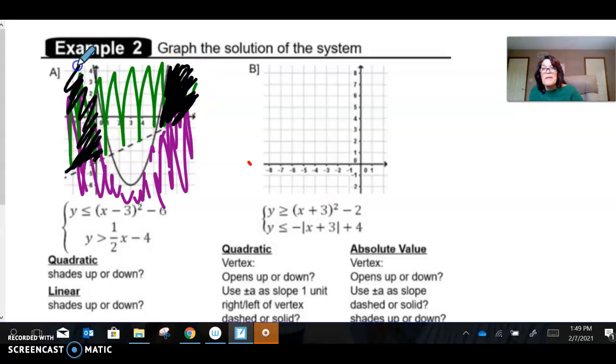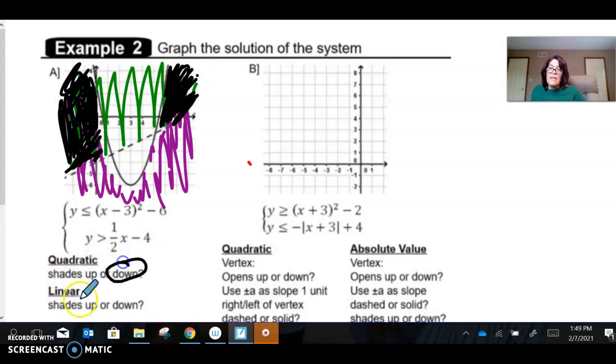I'm hoping you did better than me. That's the doubly shaded area. Okay, I was above the line, greater than the line, but less than the parabola. So the part that I would be shading twice would be right here. The quadratic ended up shading down. The linear one ended up shading up.